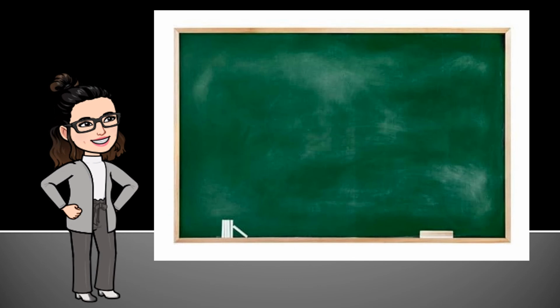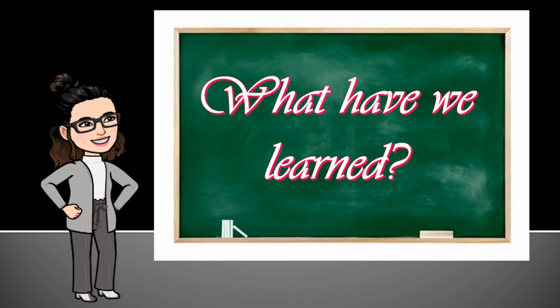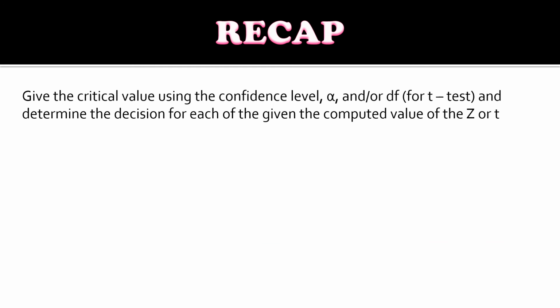Now, let us check what we have learned for today's lesson. Give the critical value using the confidence level, alpha, and or degrees of freedom if that is for t-test, and determine the decision for each of the given computed value of the z or t.